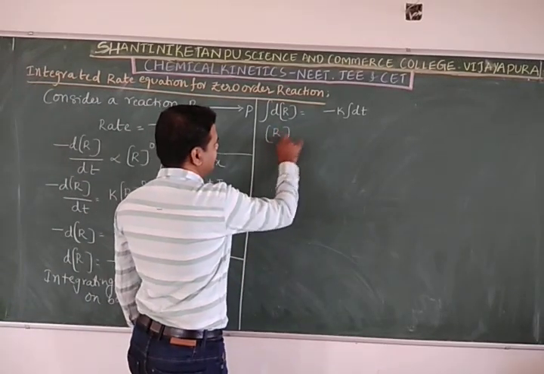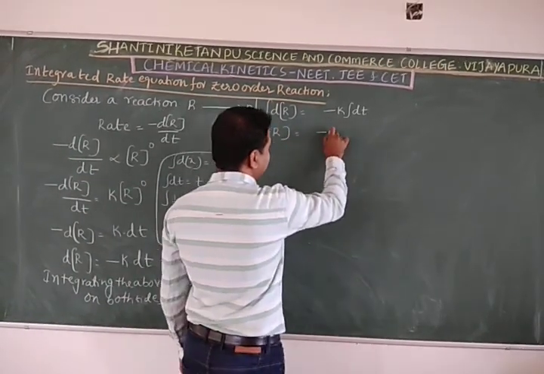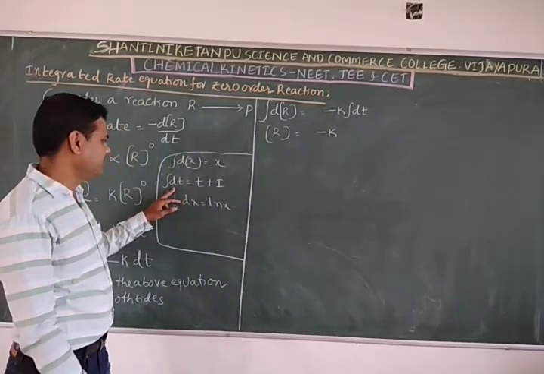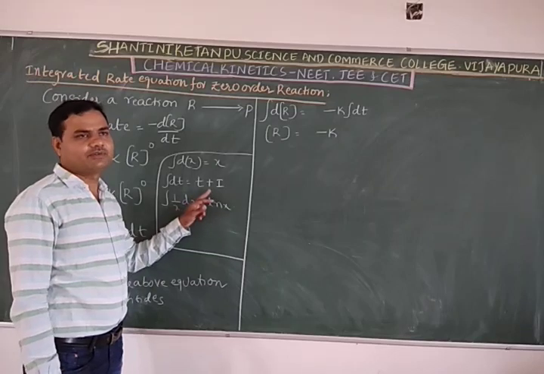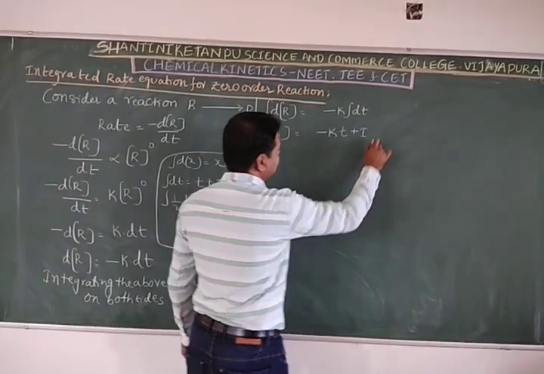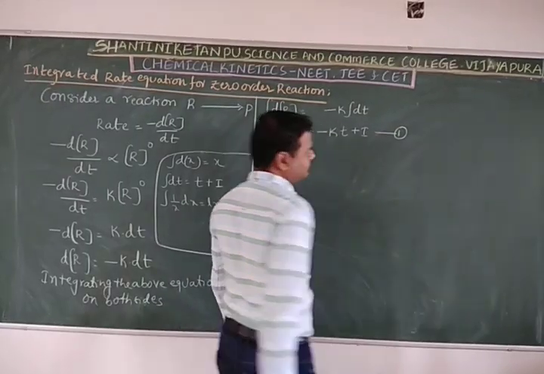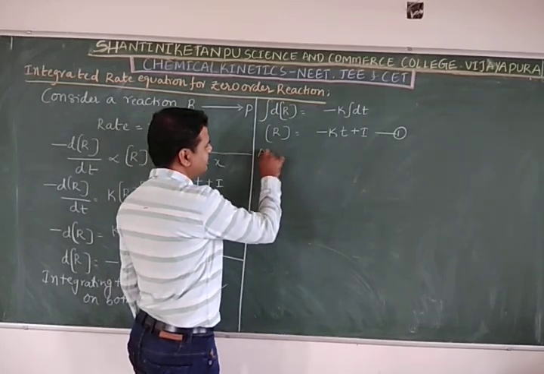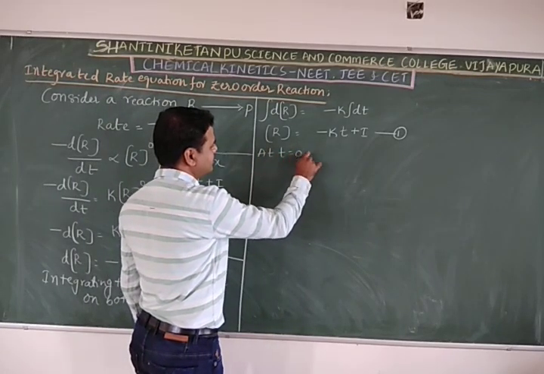And here the constant cannot be integrated, so it is written as it is. Integration of dt, the formula is what? Integration of dt is equal to t plus I. Therefore I am writing here t plus I. I am taking this as equation number 1. Now I am taking the time t equal to 0 seconds.